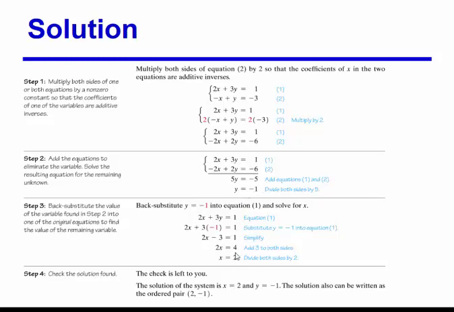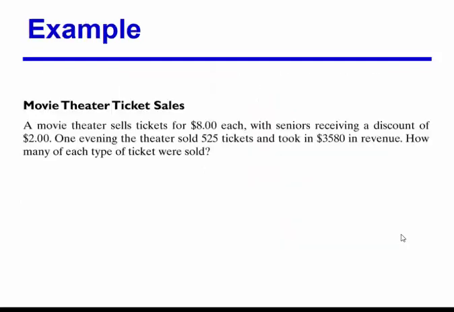Now we know that this ordered pair works for equation 1. We check it in equation 2. If it works, we get a true statement. Then the solution to the system is the ordered pair 2, negative 1.